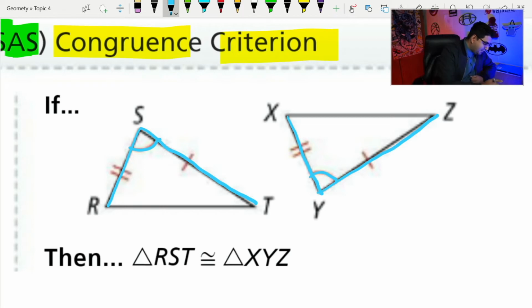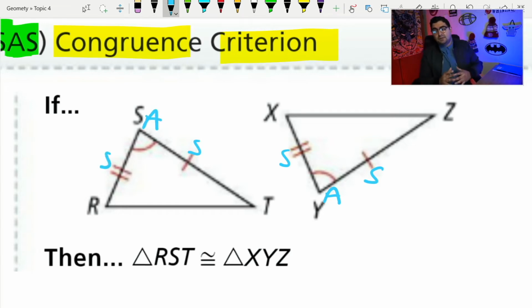Notice that the angle that's congruent is also in the middle. This matters, okay? So we have a side, angle, side. A side, angle, side. If they have these three things in this order, congruent, then we can say that these two triangles are congruent triangles. Okay? We're proving that triangles are congruent.